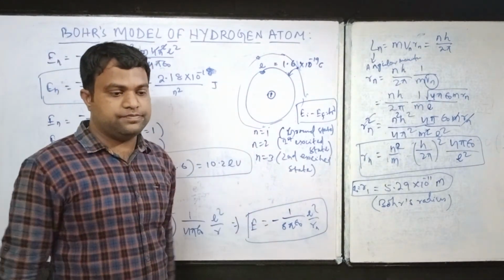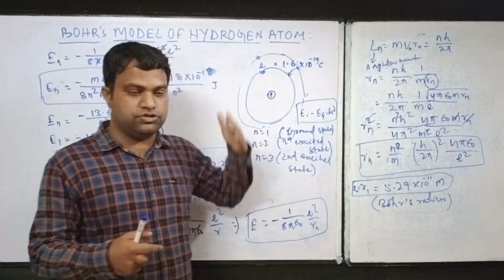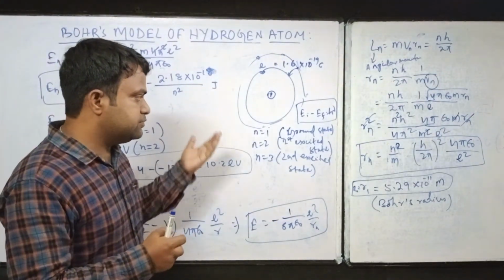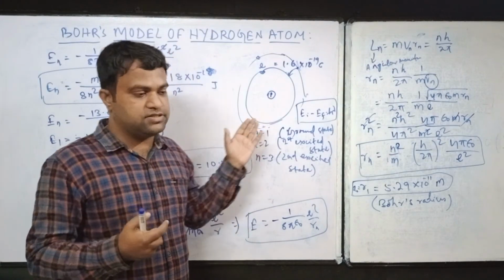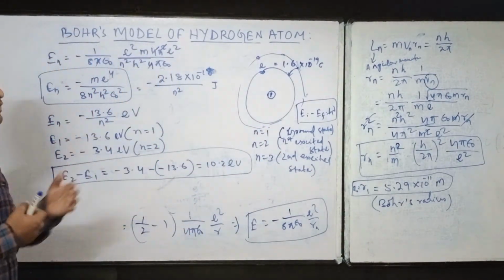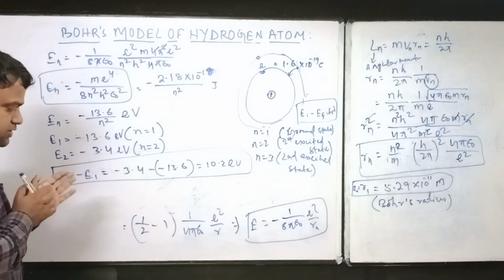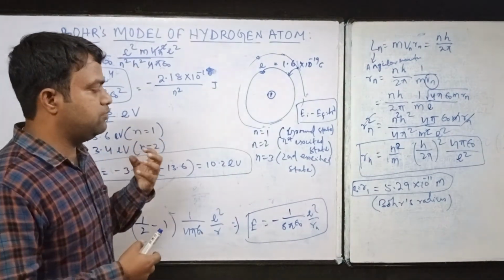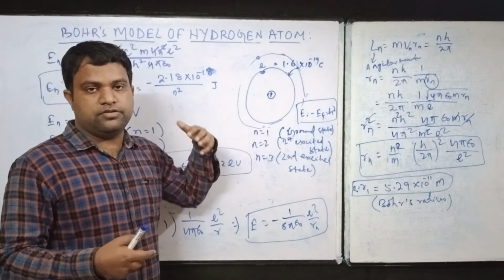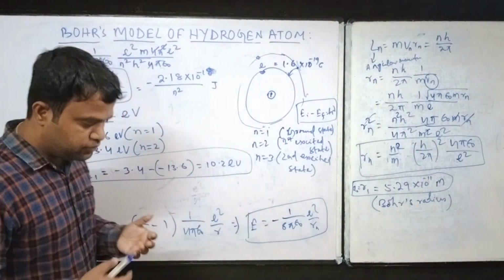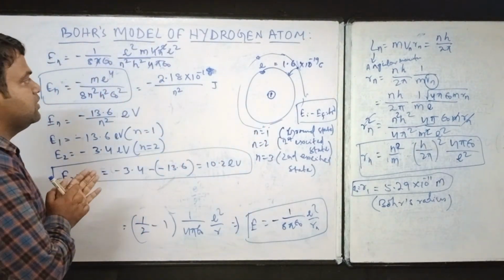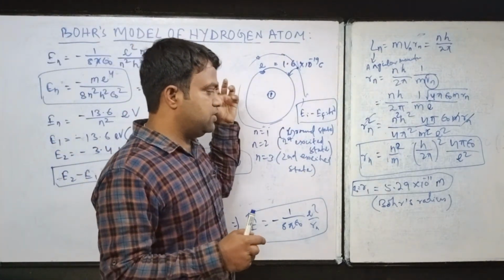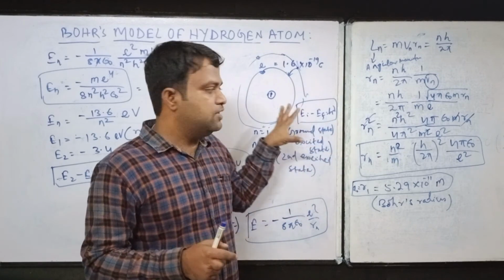For that you can use the Schrodinger equation later on, and we can discuss the energy of the hydrogen atom using the Schrodinger model. We can calculate in that case also, and that will be a more accurate explanation of this hydrogen atom. But for your book, for this discussion according to Bohr's model, this is fine.